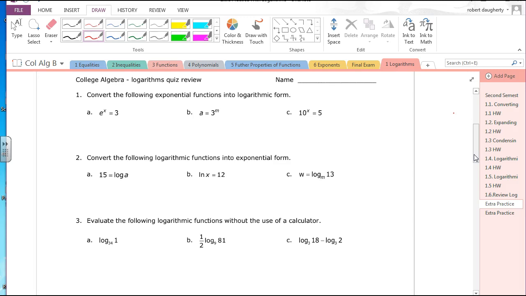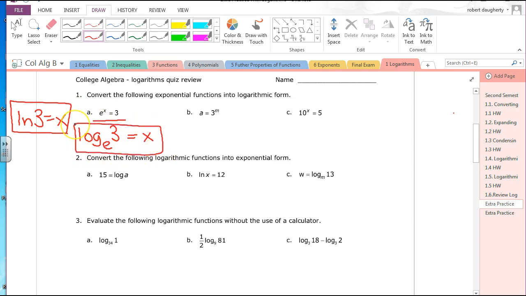Convert the following exponential functions into logarithms. Go from exponential to logarithm. When I look at this, what is my base? The base is e. So this is the log base e. The exponent is x. In a logarithm equation, that exponent goes on the other side of the equal sign by itself. There's your answer. Another way of writing this is simply ln of 3 equals x. That's what the natural log means by definition. ln means log base e.